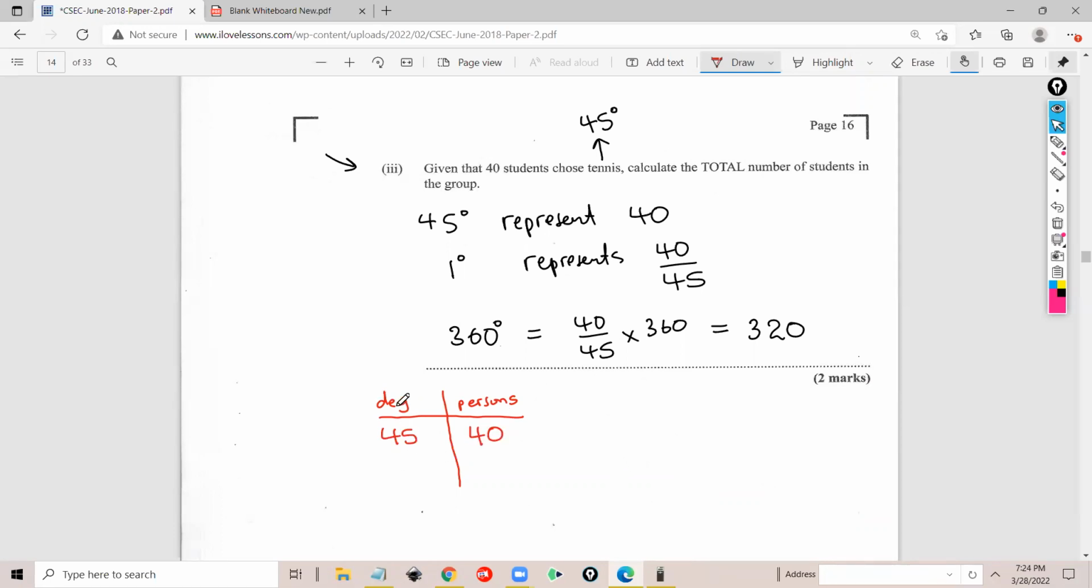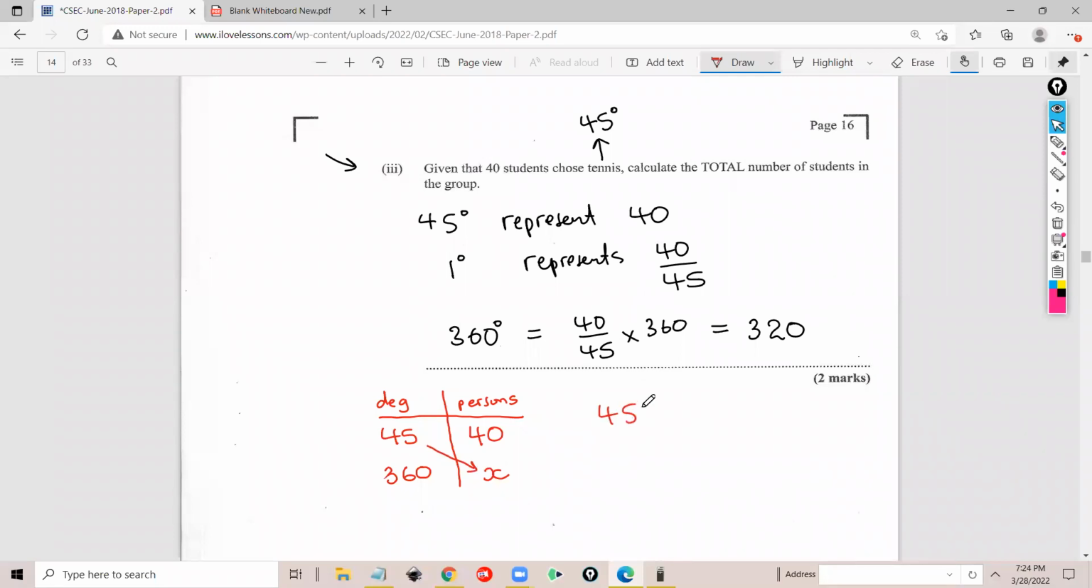So what are we trying to do? We are trying to figure out how much 360 degrees would represent. So I'll put an X here. 45 degrees represents 40 persons. 360 degrees will represent a different amount of people. We just don't know how much it is. So I put X. And all we have to do is cross multiply.